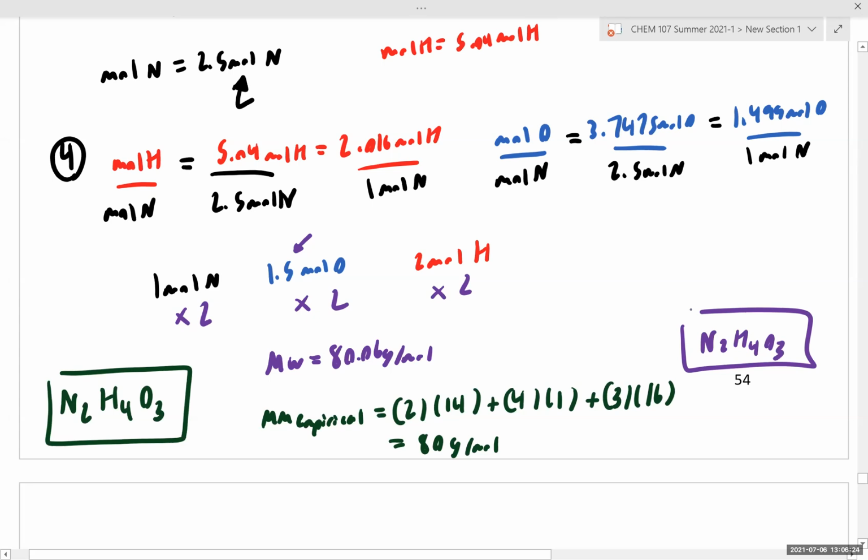Does this example make sense to everyone? Is everyone feeling a little more comfortable calculating empirical and molecular formulas? Yes. Perfect.